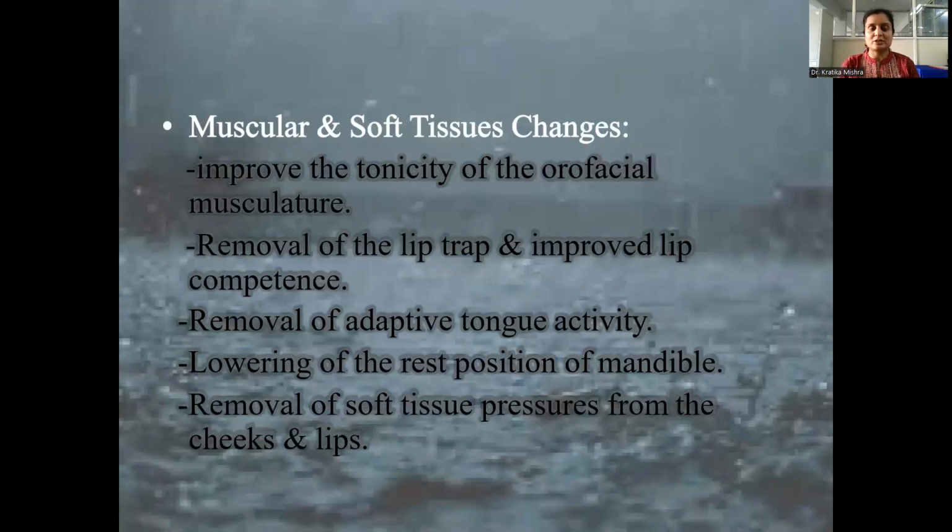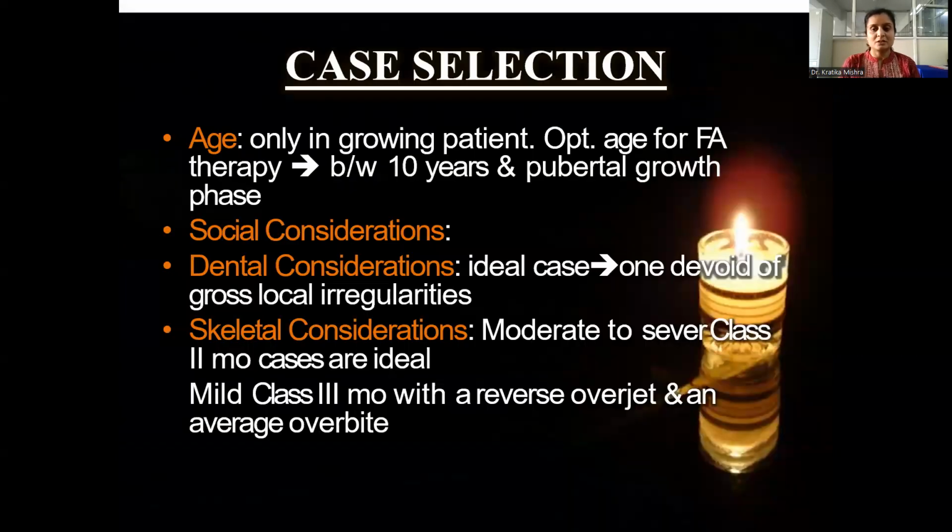The muscular and soft tissue changes include improving the tonicity of the orofacial musculature, removing the lip trap, improving lip competence, removal of adaptive tongue activity, lowering of the rest position of the mandible, and removal of soft tissue pressures from the cheeks and lips. Now moving further to the case selection.